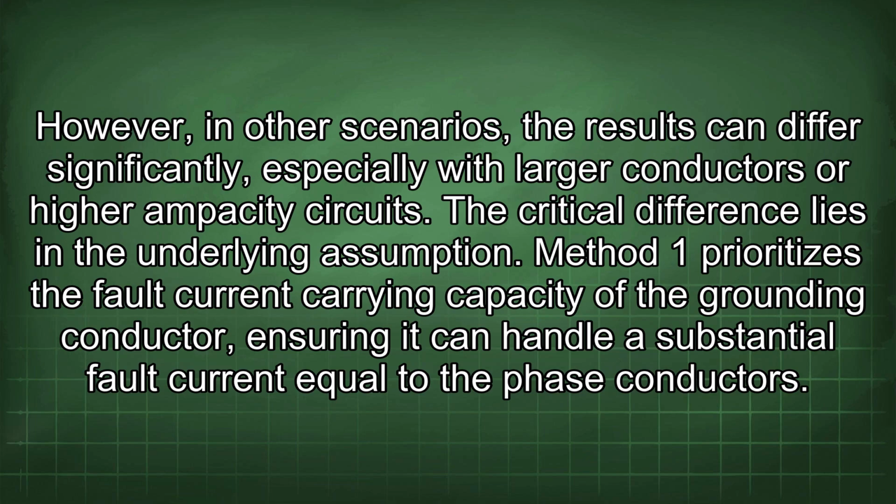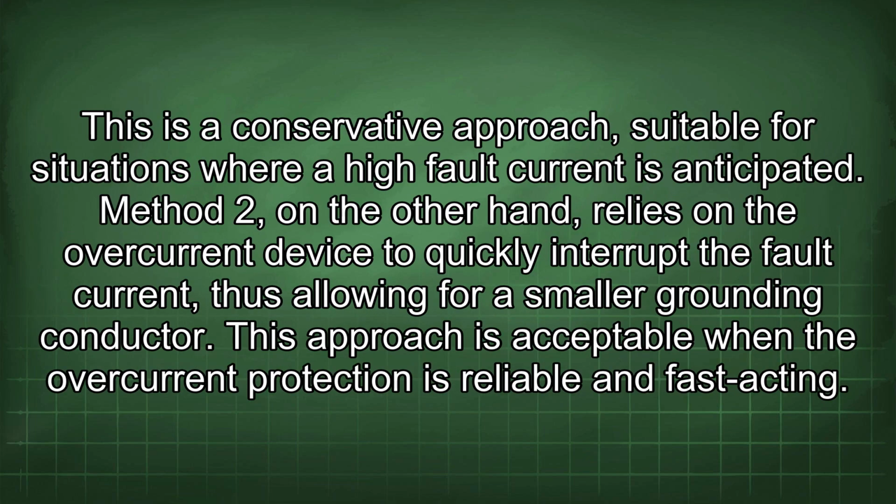The critical difference lies in the underlying assumption. Method 1 prioritizes the fault current carrying capacity of the grounding conductor, ensuring it can handle a substantial fault current equal to the phase conductors. This is a conservative approach, suitable for situations where a high fault current is anticipated. Method 2, on the other hand, relies on the overcurrent device to quickly interrupt the fault current, thus allowing for a smaller grounding conductor. This approach is acceptable when the overcurrent protection is reliable and fast-acting.